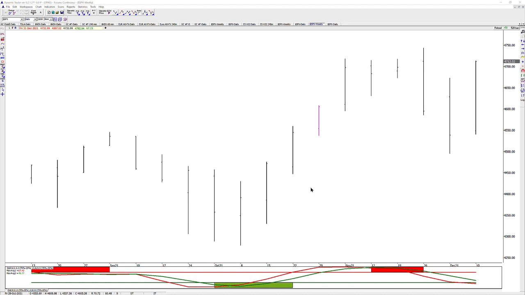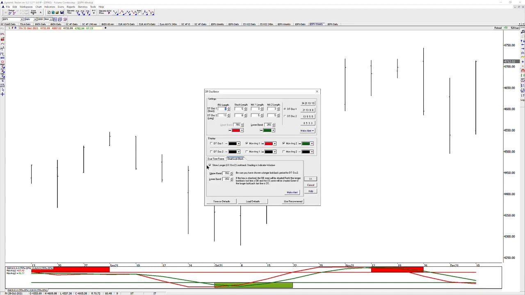So what do I mean by dual look back indicator? First of all, let me go ahead and open this. I'm going to uncheck dual look back.